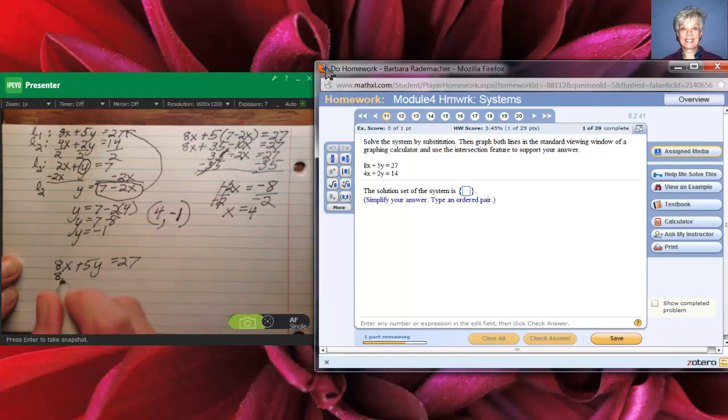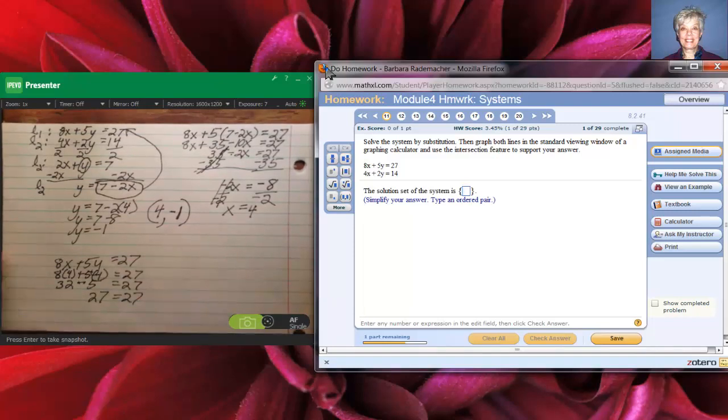I always get nervous in this part. Am I going to get 27? So I'll have 32. That's a negative 4. No, that's a negative 1. Minus 5 equals 27. It does. 27 equals 27.